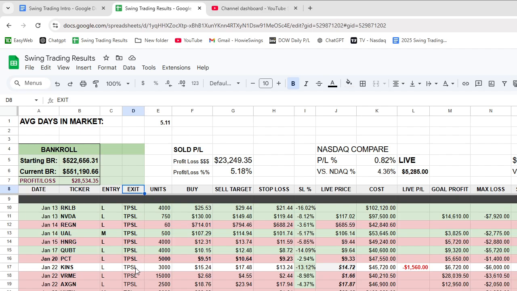This is the exit plan. I just started messing around with trailing stop losses right on entry. I don't know if I'm going to continue that. But for now, I'm trying it a little bit. The TPSL just means, what does that mean?